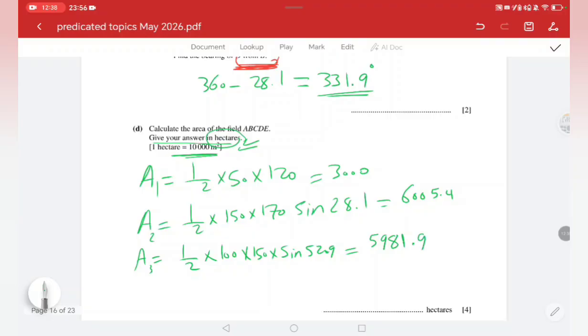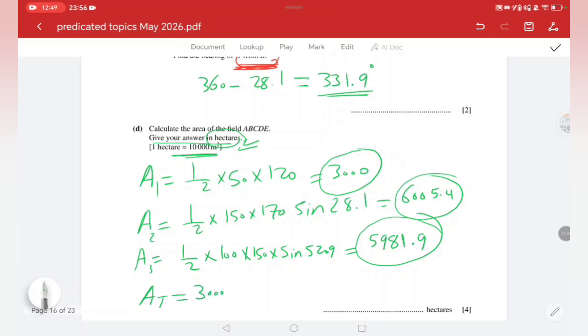Okay, we need to add all of them to find the total area. So this 3,000 plus 6,005.4 plus 5,981.9. So let's add them.